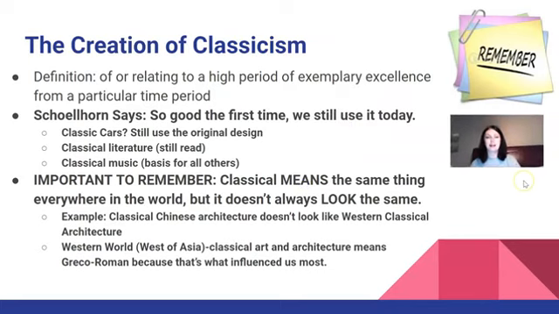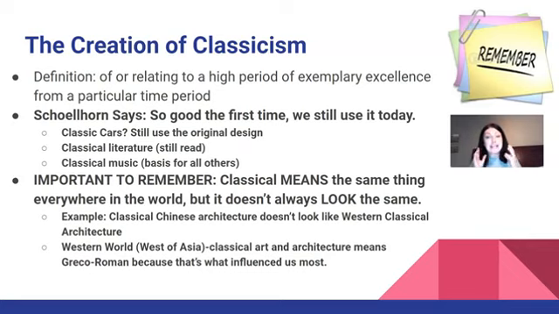So during this time, what we're going to see developed is something called classicism. And this is such an important term for you guys to understand, because classicism in the Schoenhorn definition means so good or so important or so powerful, not always good, that we still use it today, because it's going to stick around for a really long time. And basically it becomes embedded in an idea, and ideas don't go away quickly.